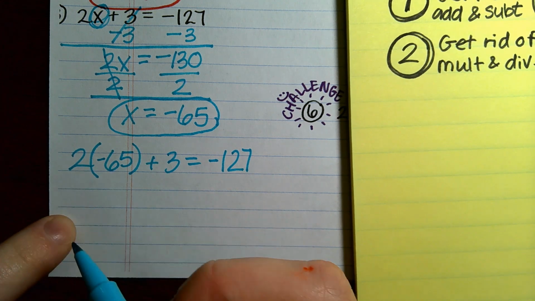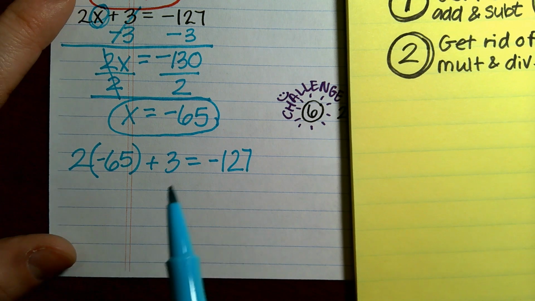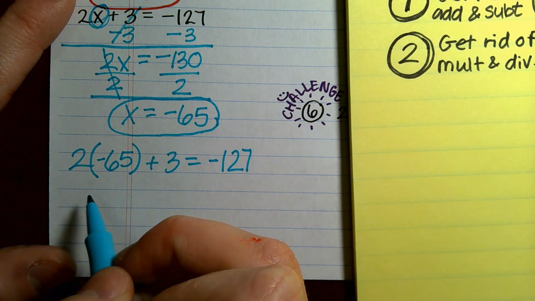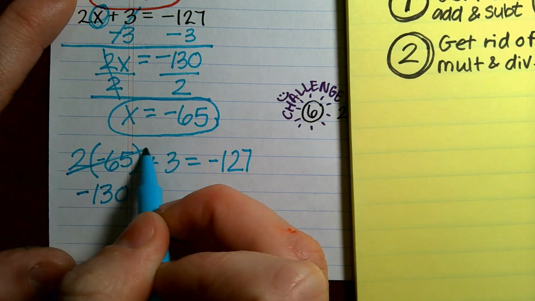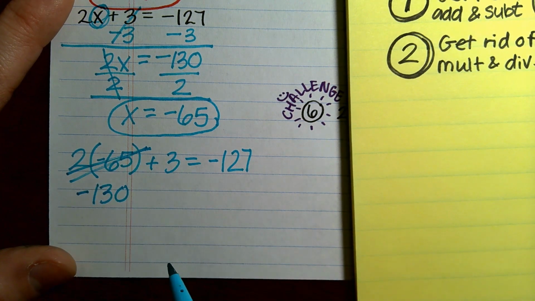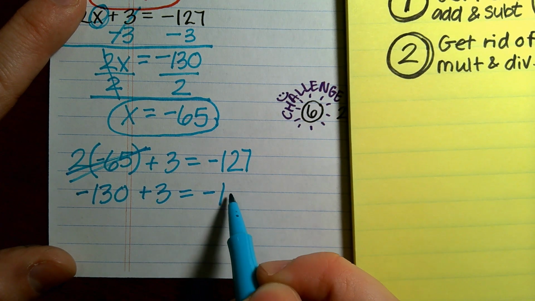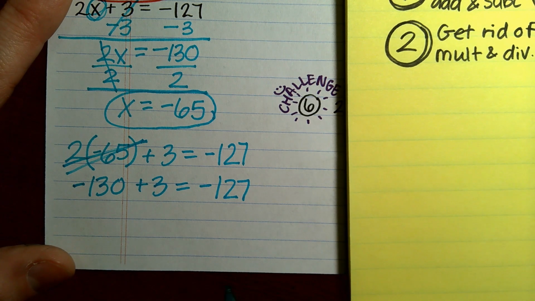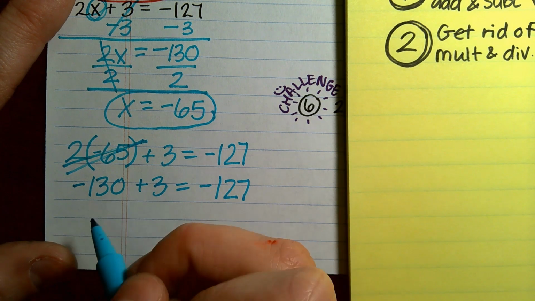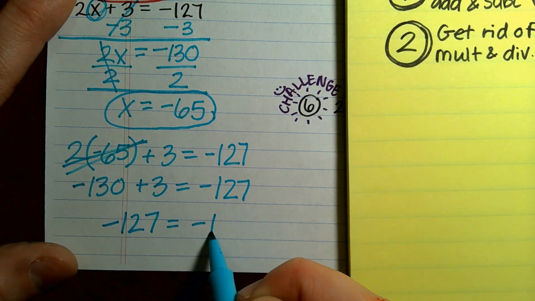Oh, you're trying to do the equation over. Yes, we're trying to check our answer. Sorry, guys, I didn't mean to confuse you. Yes, that's going to give us negative 130, plus 3 equals negative 127. And what's negative 130 plus 3? Yes. So our answer is correct.